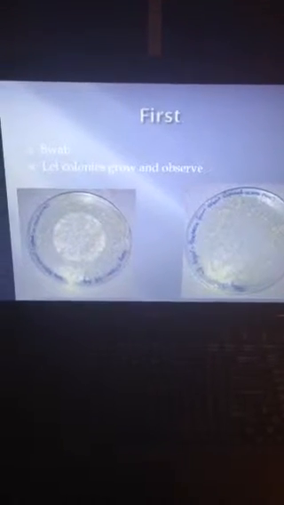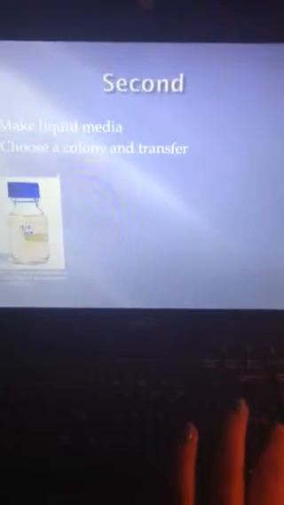My first step was to swab the bacteria off of my skin and let the colonies grow and observe them. These two plates were swabbed from the inside of each of my elbows, and as you can see, the bacteria grew in colonies. And if it's showing up right here, some of them are yellow and some of them are white. This became significant with labeling later on.